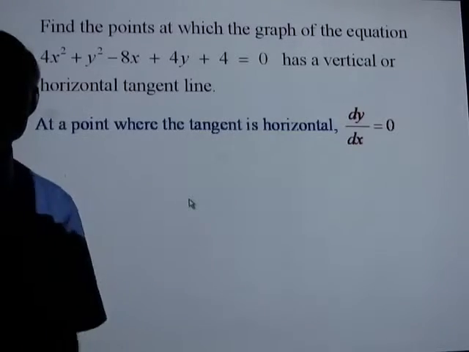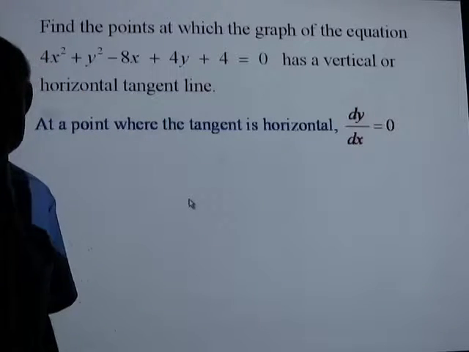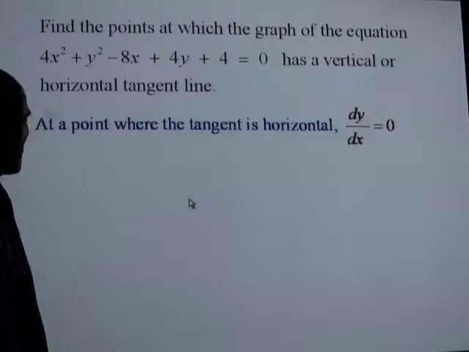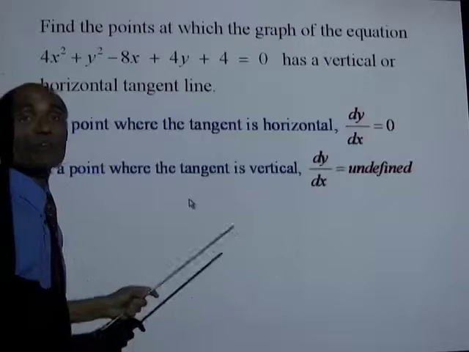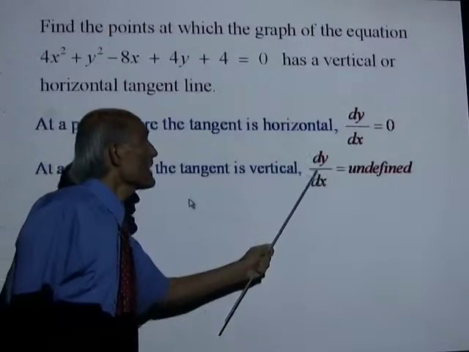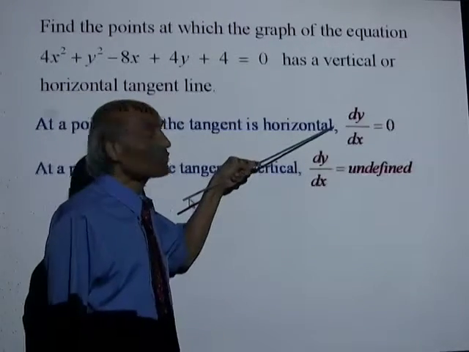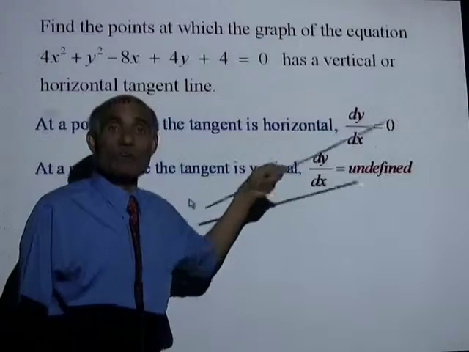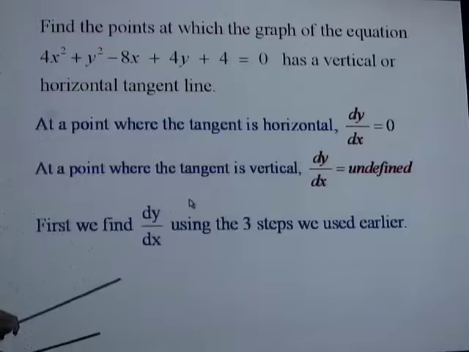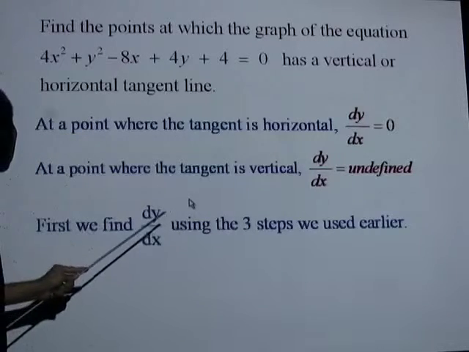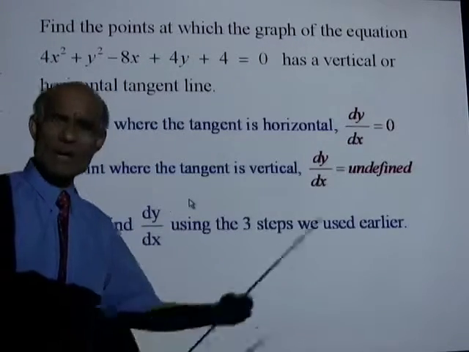All right, let's continue. So we would say at a point where the tangent line is horizontal, the derivative dy by dx equal to 0. And at a point where the tangent line is vertical, dy by dx is undefined. And as I said, in this case, the numerator will be 0, and in this case, the denominator will be 0. Now, so first we take this quantity and find dy by dx using the 3 steps that we developed already. What are the 3 steps?